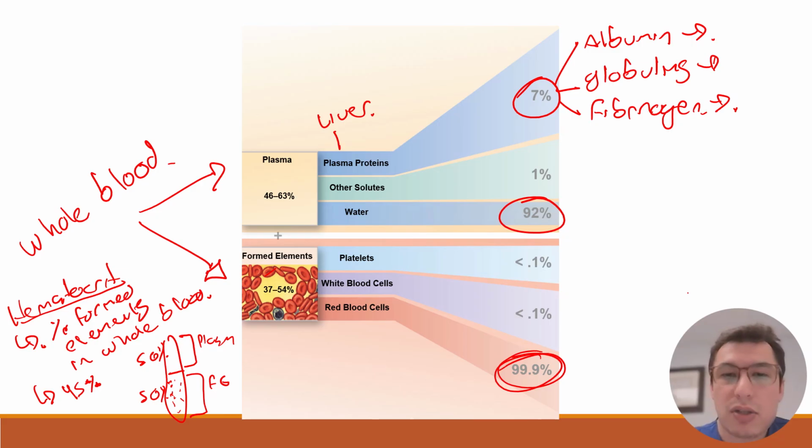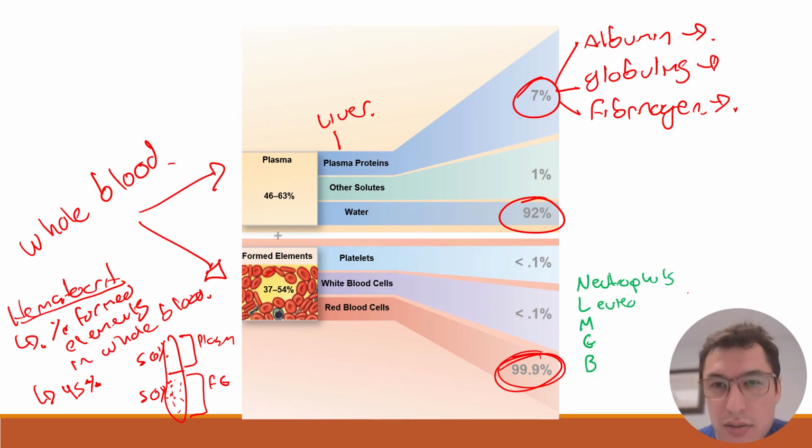When you look at white blood cells, now we're going to go a little bit deeper, and that is that we have different types of white blood cells. And I'm going to give you an acronym for you to remember, and that is never let monkeys eat bananas. And that is the neutrophils, leukocytes, monocytes, eosinophils, and basophils. These are different types of white blood cells.